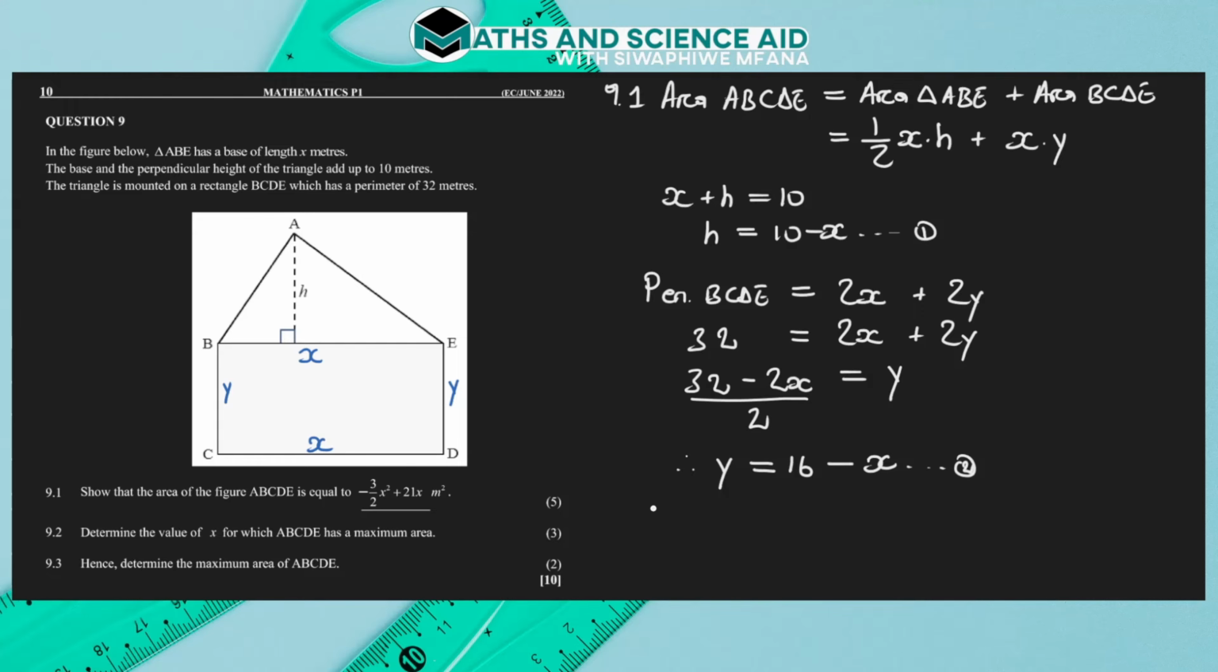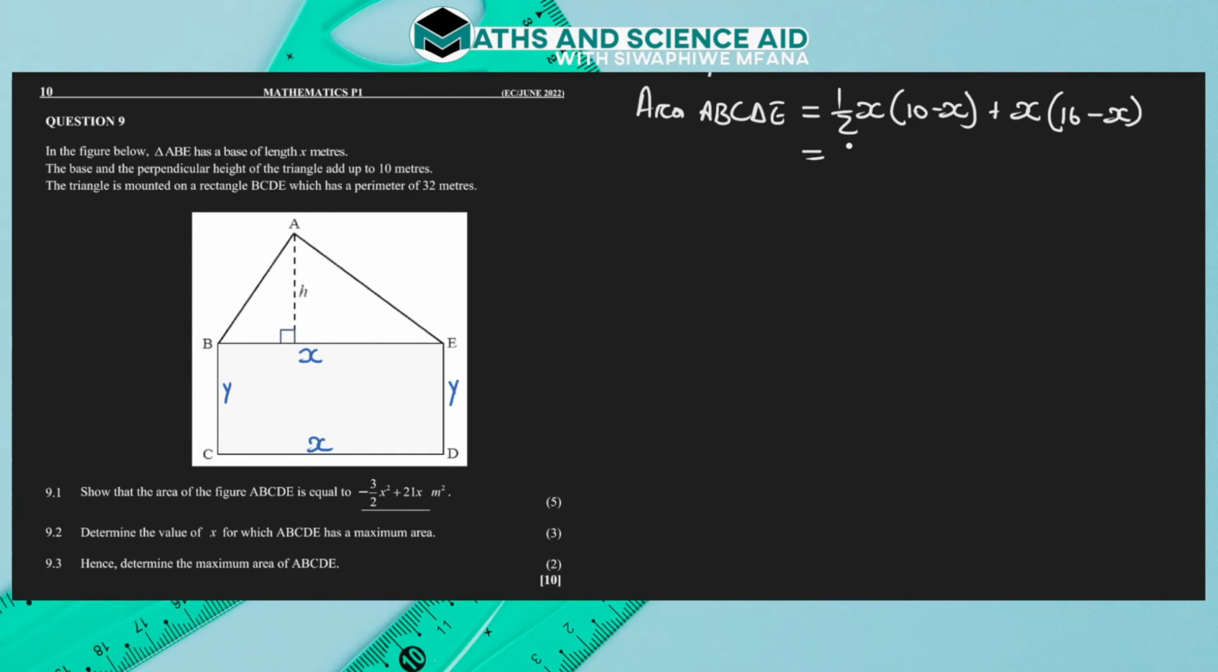So if we do that, we will get that the area of ABCDE now equals half x into h, which is equal to 10 minus x, plus x multiplied by y, which is equal to 16 minus x. And then we just now need to simplify this.